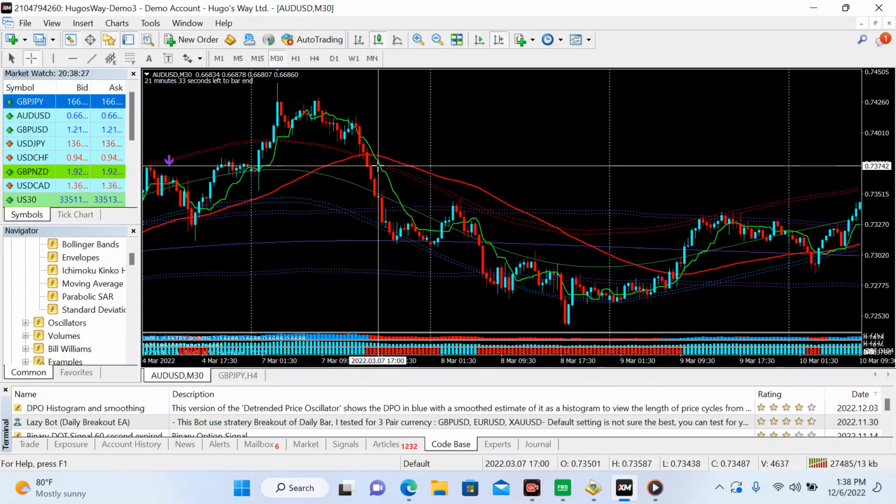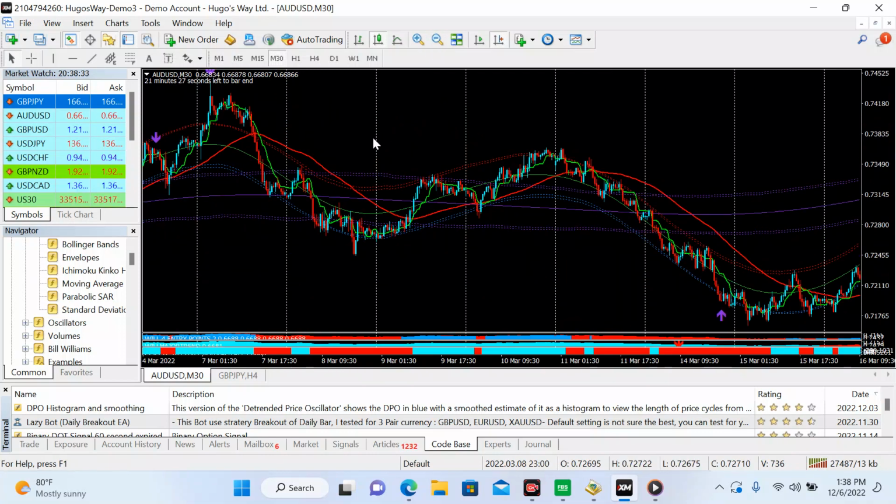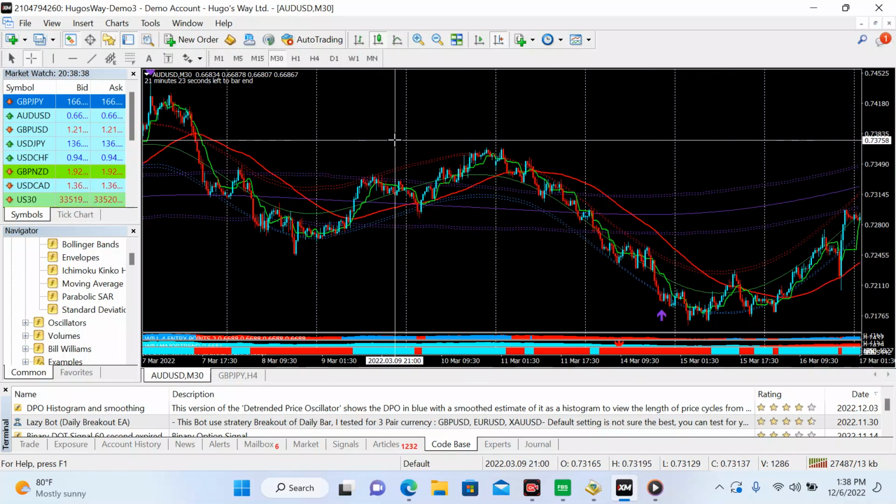Right here, sell. We're selling, 50 pips stop, 100 pips take profit. Smashed. This works on any pair, any time frame, 30-minute and up. And yes, this is a funding trading platform. It will pass a funded account.